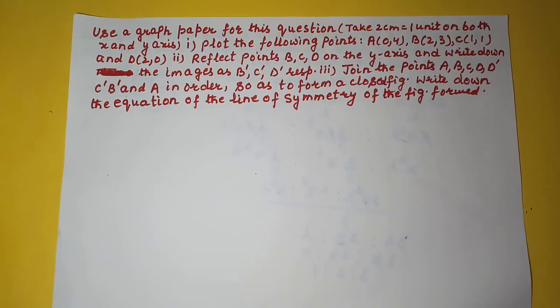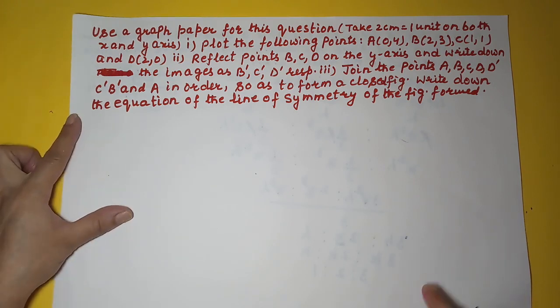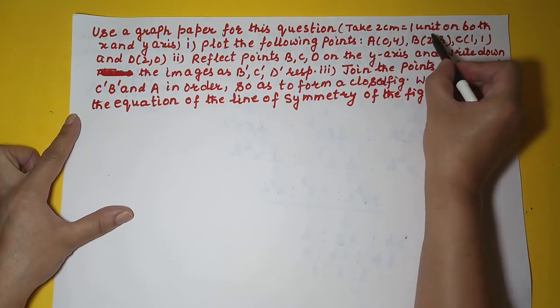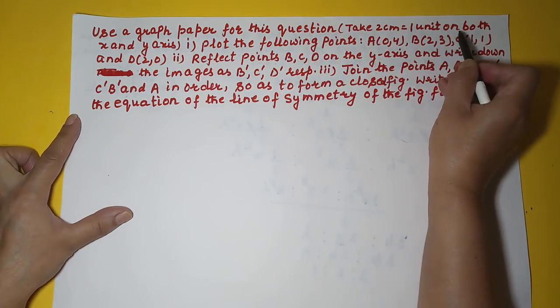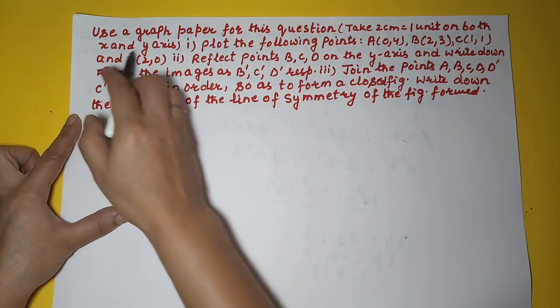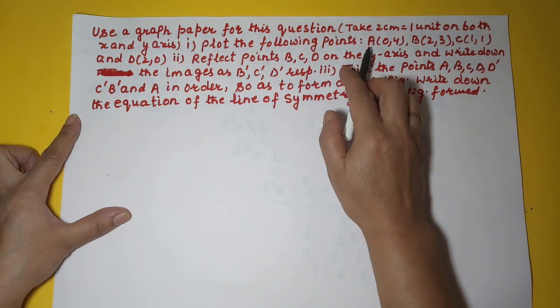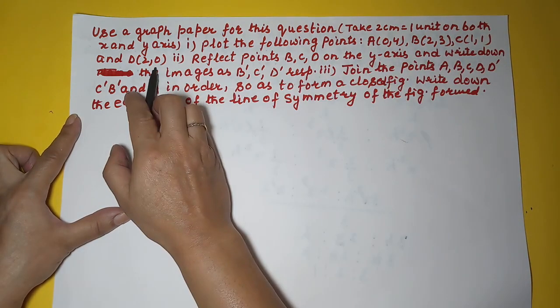In this video, we are going to continue with the reflections. Now here onwards, we have to make use of the graph paper. He's saying that use a graph paper for this question. Take 2 centimeter equal to 1 unit on both the x and y axis. After that, plot the following points A, B, C and D.